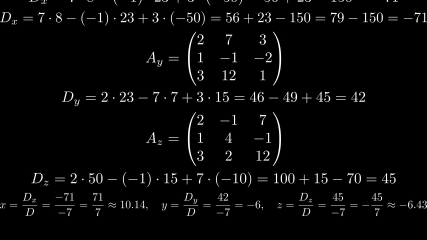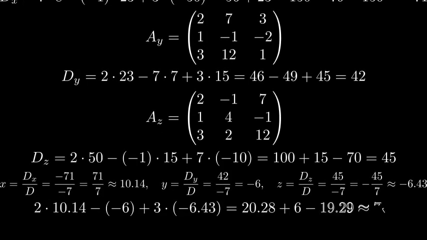Let's verify our solution by substituting these values back into our original system of equations. For the first equation, 2 times 10.14 minus negative 6 plus 3 times negative 6.43 equals 20.28 plus 6 minus 19.29, which is approximately 7, matching our right-hand side. You can verify the other equations similarly. This confirms that our solution is correct.